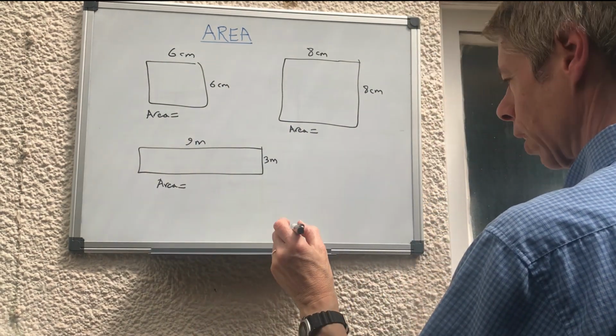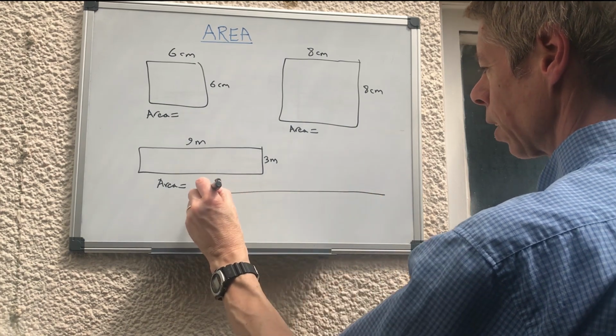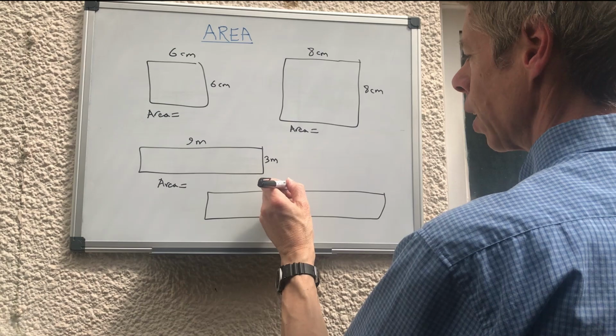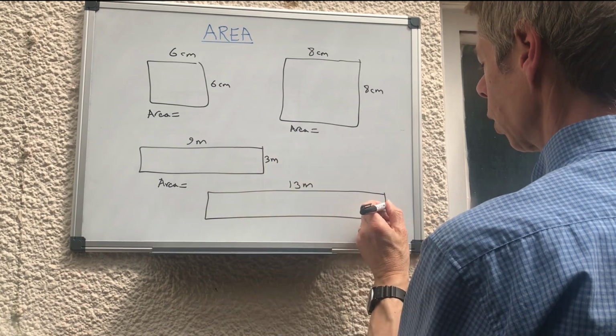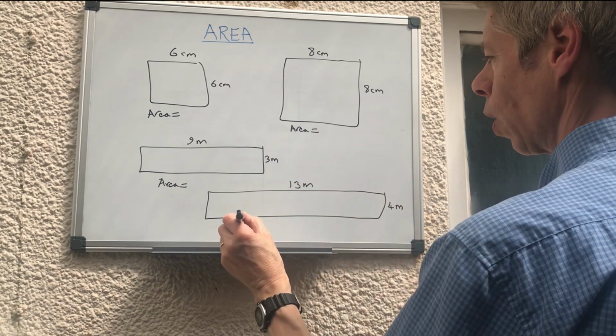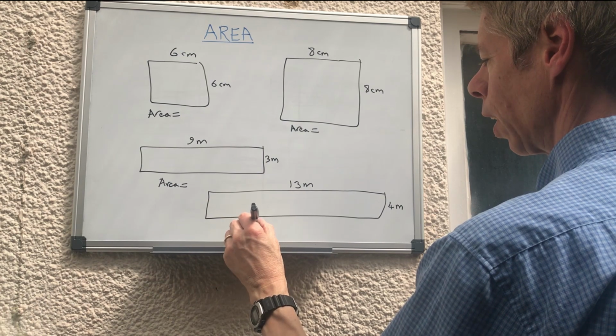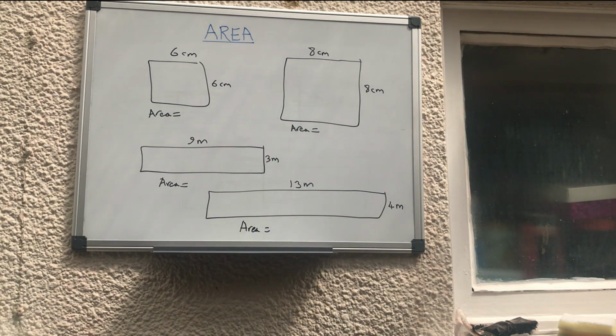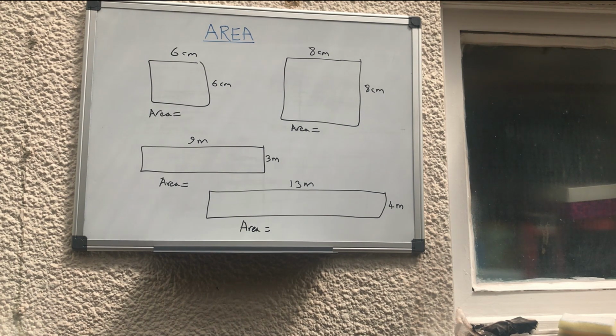Right, our last rectangle, we're going to say that's 13 metres long by 4 metres wide. Area of that equals. So I'll just give you a few seconds to work it out. If you need more time, stop the video and then I'll go through.